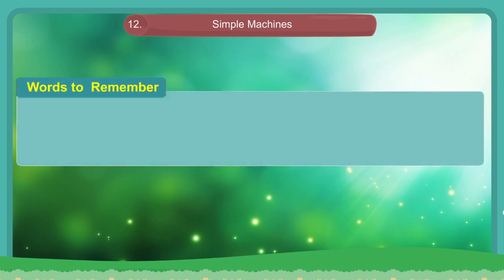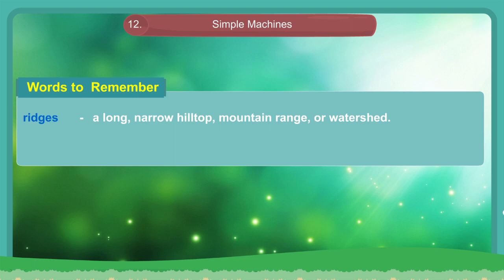Words to remember. Ridges, a long narrow hilltop, mountain range or watershed. Wedge, a piece of wood, metal, etc. having one thick end.